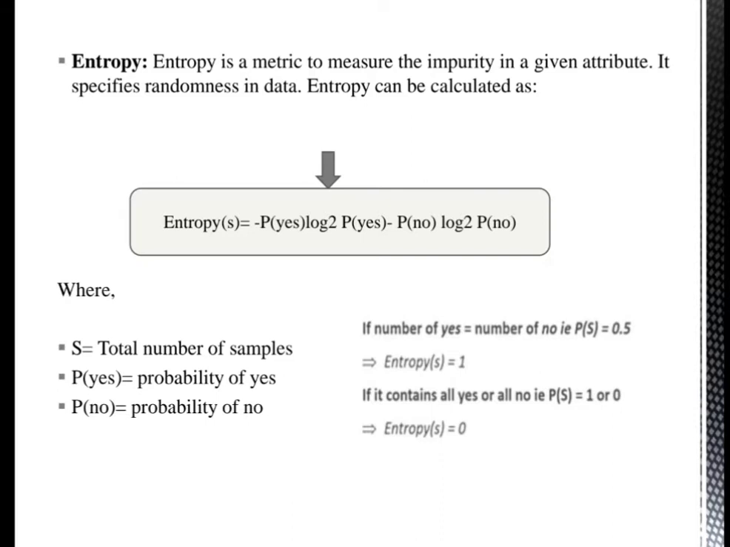Here we can see that if the number of S equals the number of no, that is, the probability of S equals 0.5, then the entropy of S will be 1. If it contains all S or all no, that is, the probability of S equals 1 or 0, then the entropy of S will be 0. This will be helpful when we are calculating the entropy for the attribute.